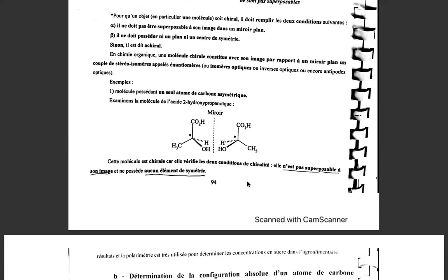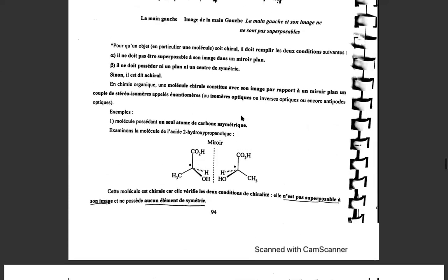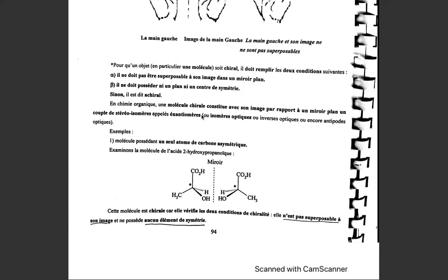Then another condition, that is when you have only one asymmetric carbon, the compound is automatically chiral. If you only have one carbon that is asymmetric, the compound is automatically chiral. The asymmetric carbon is a carbon atom that has got 4 different substituents. So you have the first one here. It's different from this one. It's also different from this one. And it's also different from the hydrogen.